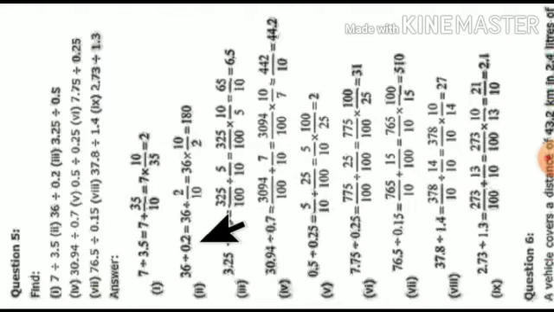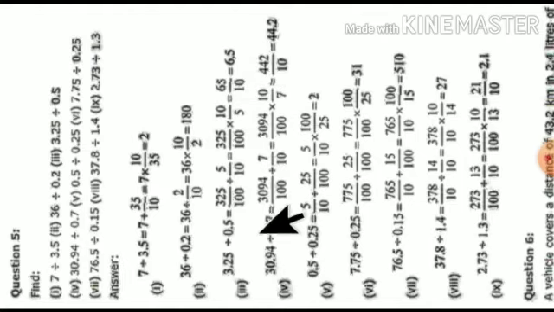36 divided by 0.2 equal to 36 divided by 2 upon 10 equal to 36 into 10 upon 2. This will be reversed. So equal to 2 1s are 2, 18s are 36, and so equal to 180. 3.25 divided by 0.5 is equal to 325 upon 100 divided by 5 upon 10 equal to 325 upon 100 multiplied by 10 upon 5. Equal to, this you can cut, 5 1s are 5 and 5 65s are 325. So 65 upon 10 equal to 6.5.